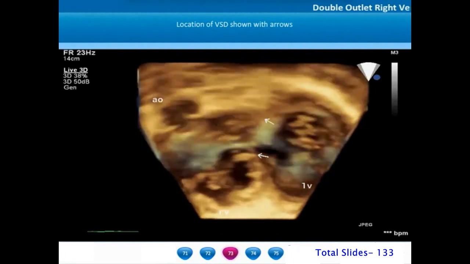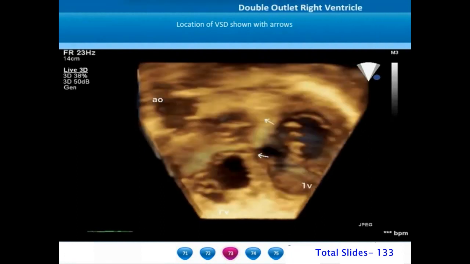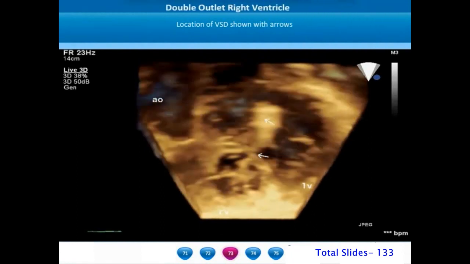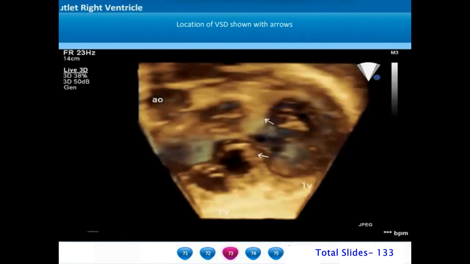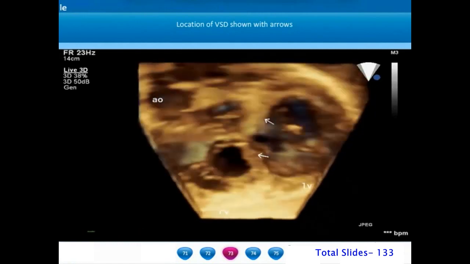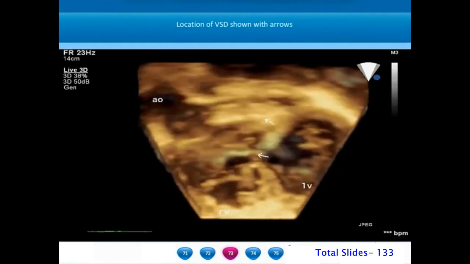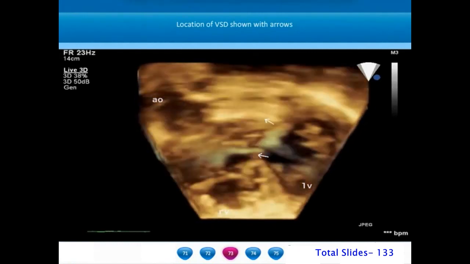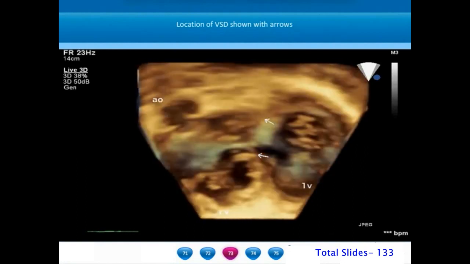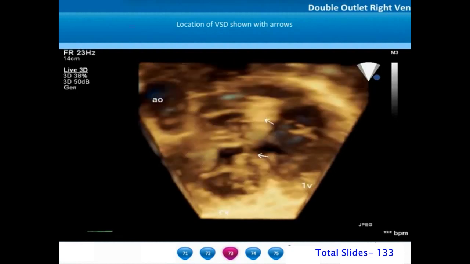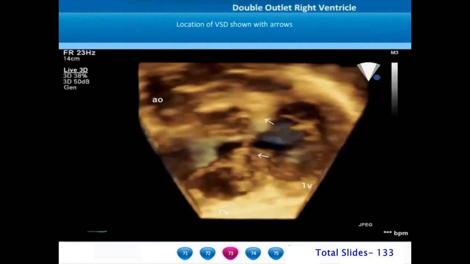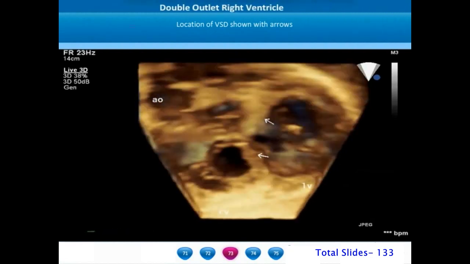In this 3D echo, the apical and mid portion of the right and left ventricle have been cropped off, and we are visualizing the basal portions of both the ventricles from below. The two arrows point to the region of the ventricular septal defect, and they are very closely related to the pulmonary valve structures. The aorta is far more anterior.